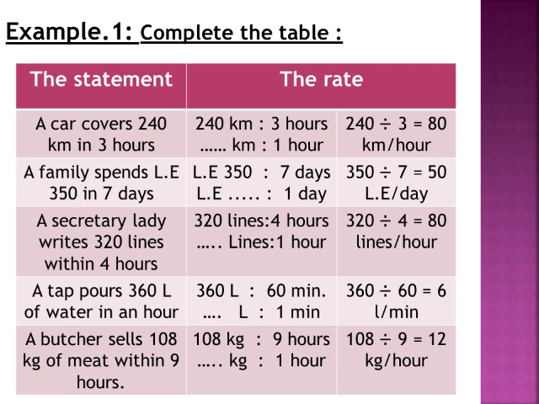In the rate, we divide two different units. Between these two units we make a slash called per. Kilometer per hour, LE per day, lines per hour, liter per minute, kilograms per hour. There are two different units.